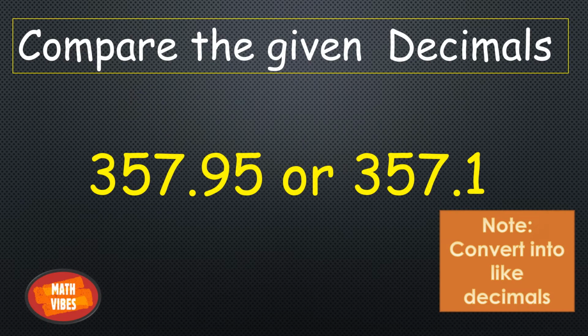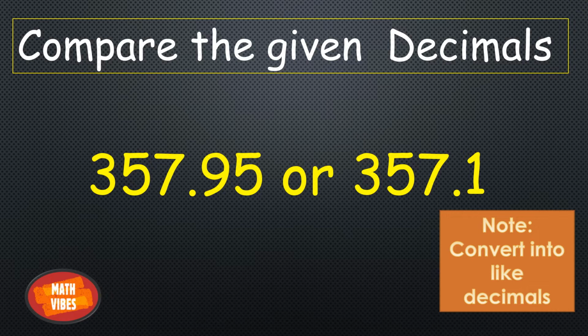Now here we have to compare these decimals, 357.95 and 357.1. So our first step is, whenever you are comparing, you have to check that the numbers are like decimals. It is compulsory that you check whether they are like decimals or not. And if they are not like decimals, then you will convert them into like decimals. How you will convert, we'll surely discuss within a few minutes.